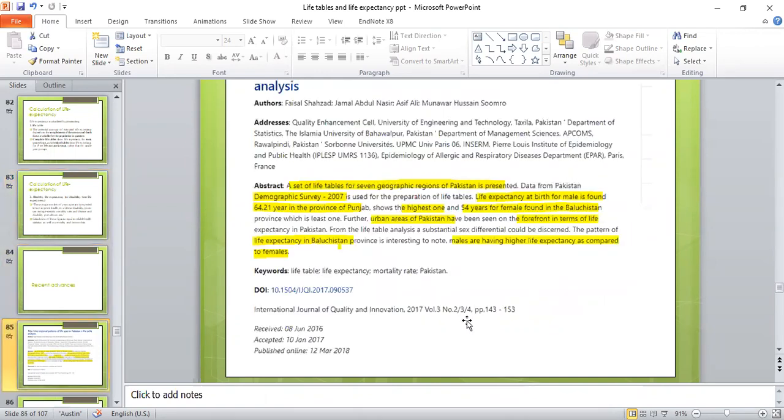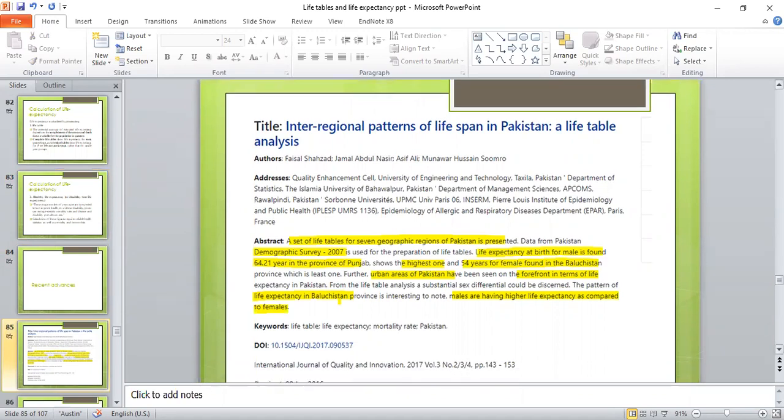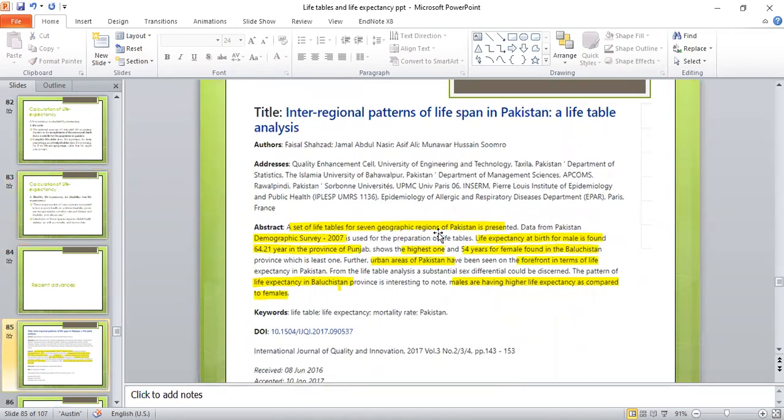Some recent advances. There is a paper published which shows the intergenerational patterns of lifespan in Pakistan, a life table analysis. A set of life tables of 7 geographic areas of Pakistan is presented from the demographic survey 2007, and it shows that life expectancy at birth for males is found to be 64 in Punjab, the highest, and 54 for males in Balochistan. The urban areas also have higher life expectancy, and in Balochistan the pattern is that males have more life expectancy as compared to females.